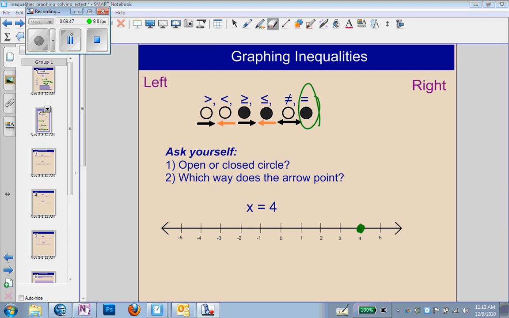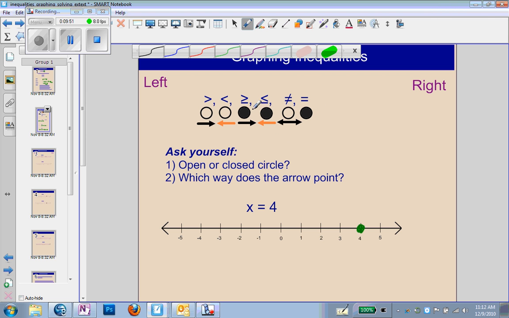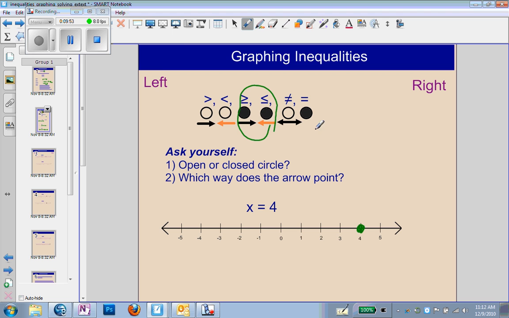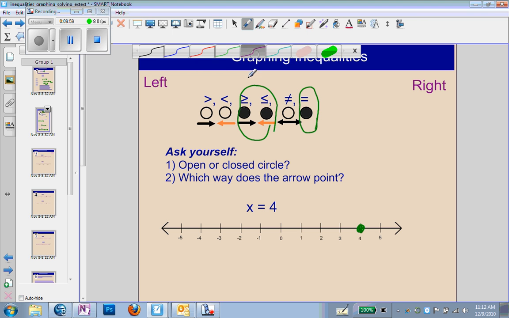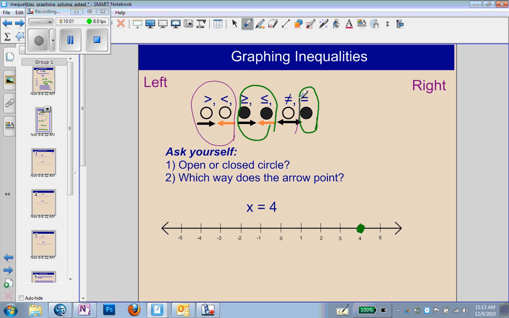So to recap, if you have an equals mark anywhere in your symbol, you're going to use a closed circle. If you don't have an equals mark anywhere in your symbol, you're going to use an open circle. And the not equals is the same as not having an equals mark. Think of it that way.